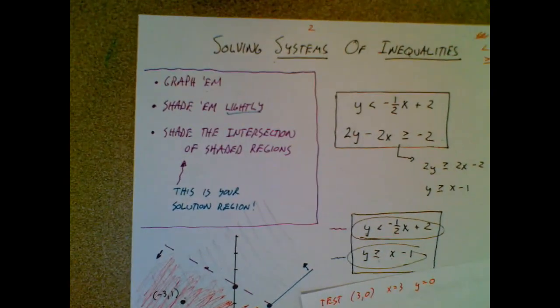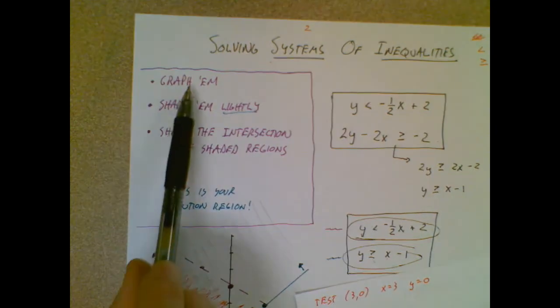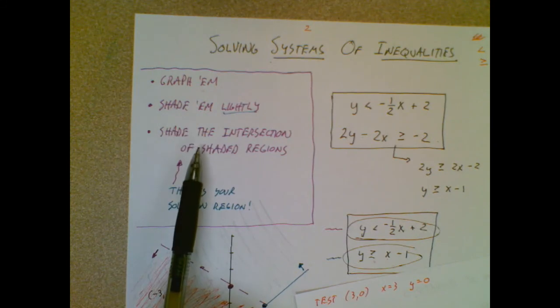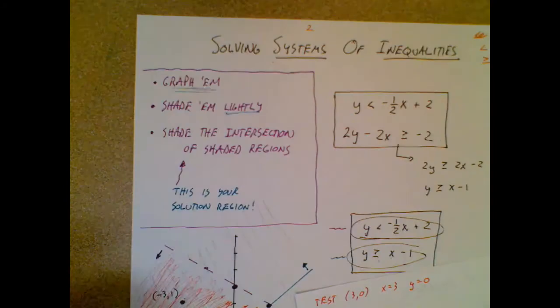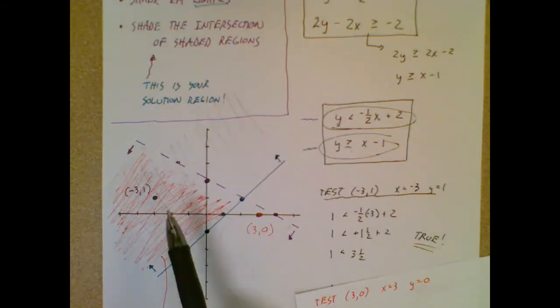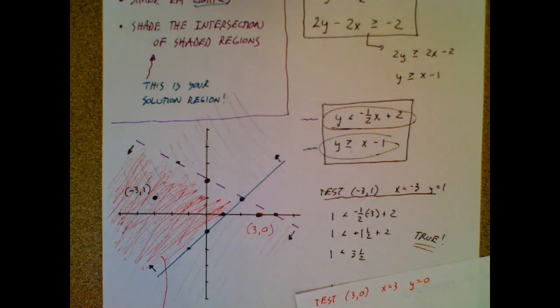The big deal on these systems of inequalities is following this simple procedure, which depends greatly on your ability to graph lines. If you follow that procedure, you'll end up with a pretty picture with a shaded compartment that is your solution region.